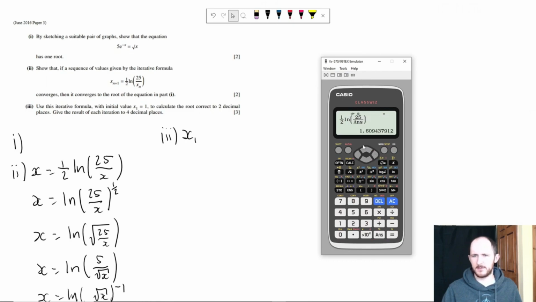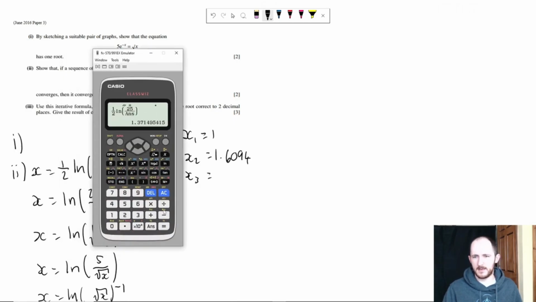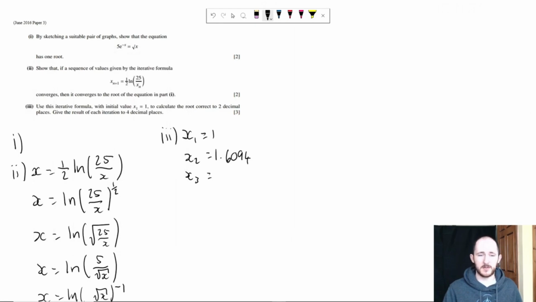And we're just going to keep pressing equals, right? So we need to do it to 2 decimal places, so slightly less painful than it was before. x1 is equal to 1, x2 is equal to 1 point. Each result to 4 decimal places. Okay, so 6094. x3, we're going to press equals again. 1 point, that changes by a lot, so I'm not even going to consider that.